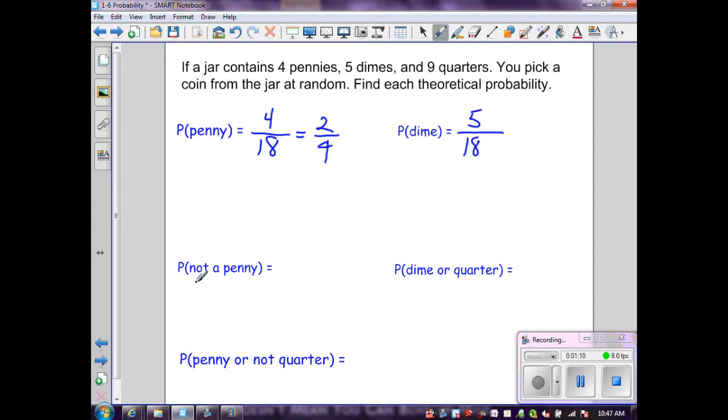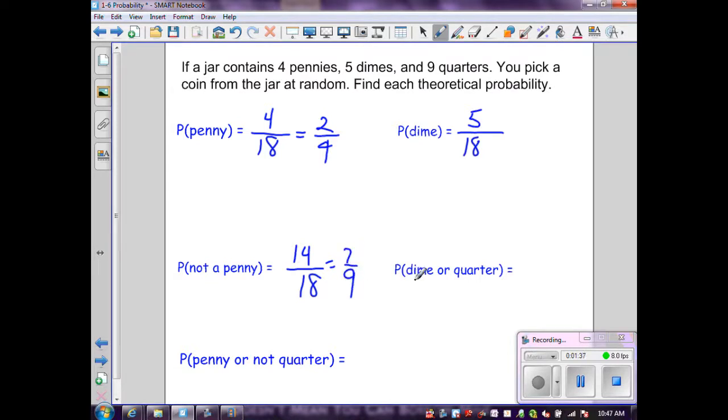Probability of not a penny. That means I can select a dime or a quarter. They just don't want a penny. My total possible outcomes is still 18. How many ways can I not get a penny? That would be to add 5 and 9 together, which is 14. Then I would simplify, and when I divide by 2, that would give me 7 over 9.